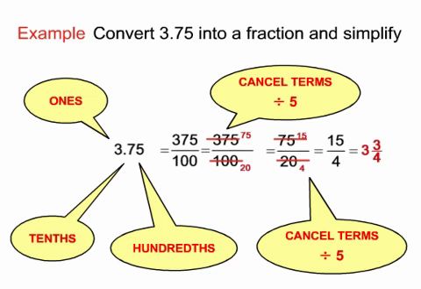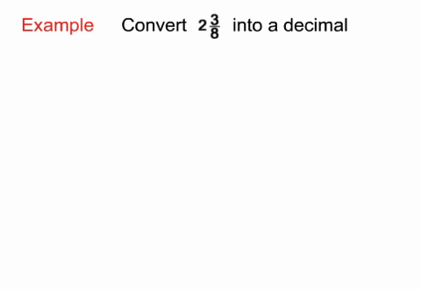Turn that improper fraction into a mixed fraction. In other words, 15 over 4 is 3 3/4. So 3.75 as a decimal is 3 3/4 as a fraction.